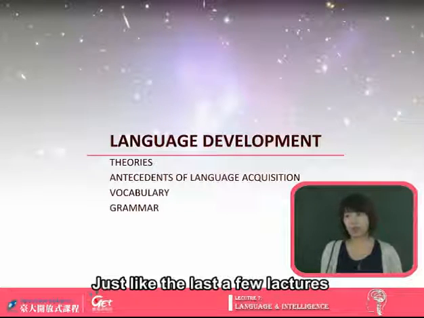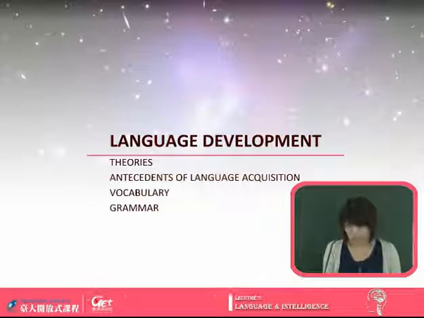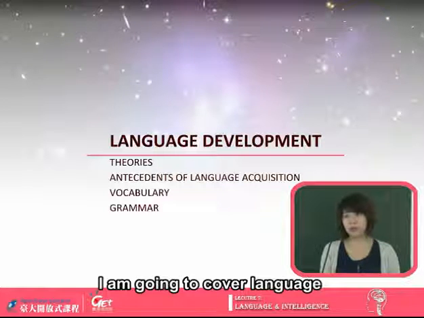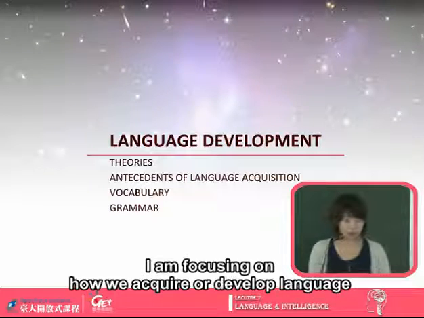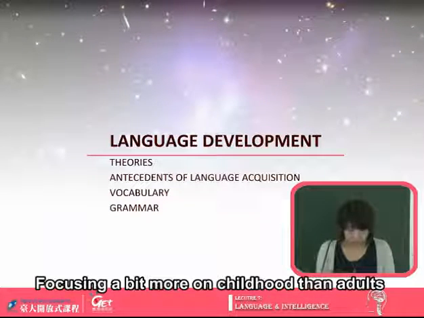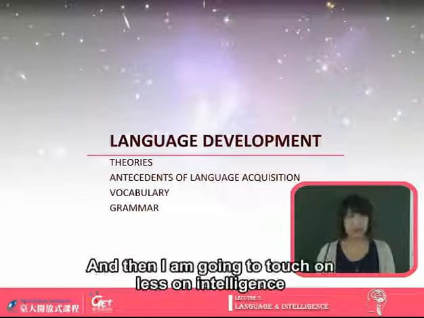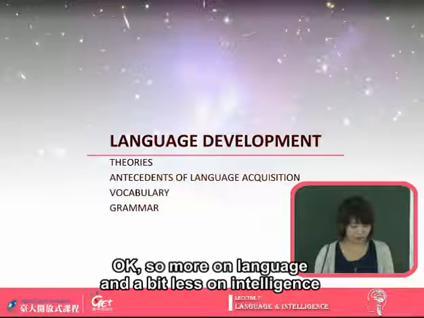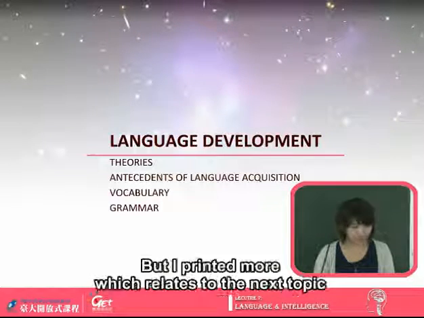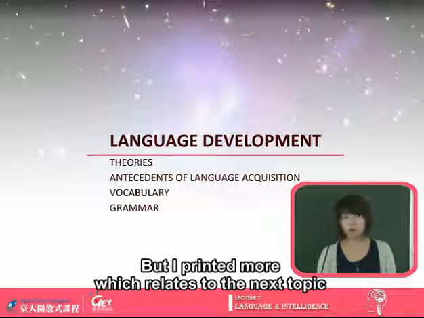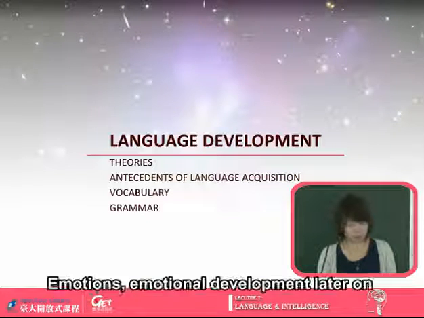Two topics, just like the last few lectures. I'm going to cover language, specifically language development. I'm focusing on how we acquire or develop language, focusing a bit more on childhood than adults. And then I'm going to touch less on intelligence, okay? So more on language and a bit less on intelligence. And hopefully I'll have time to let you read a few research articles, probably one or two today. But I've printed more which relates to the next topic, emotions, emotional development later on.